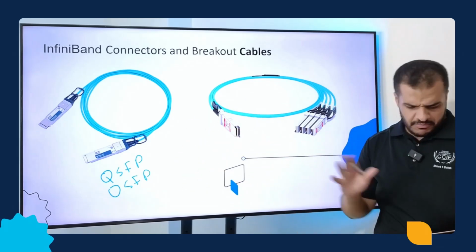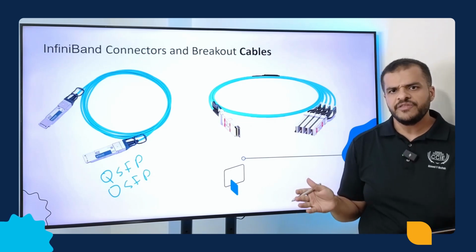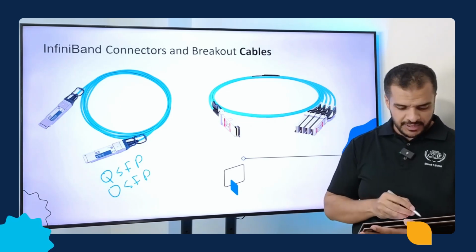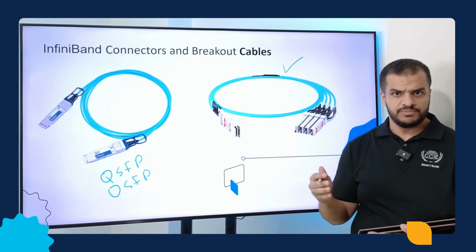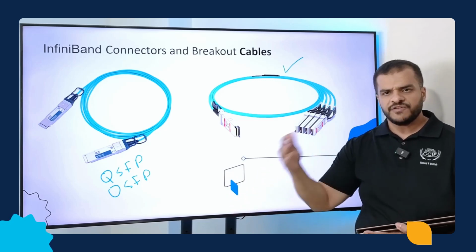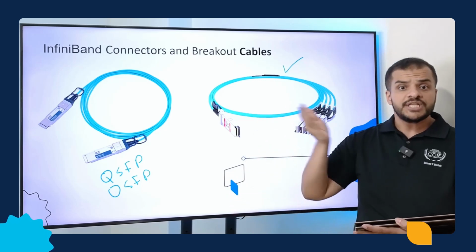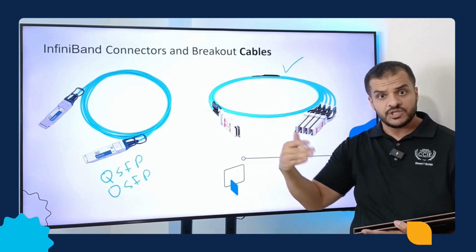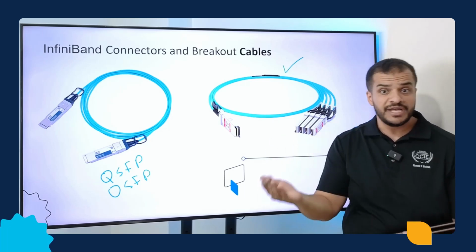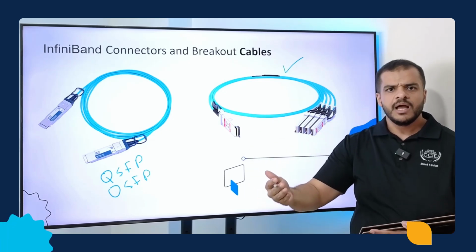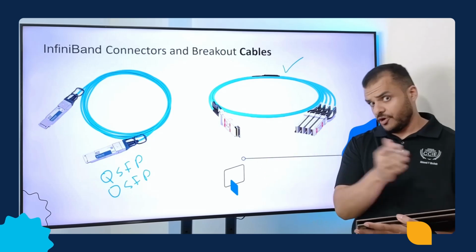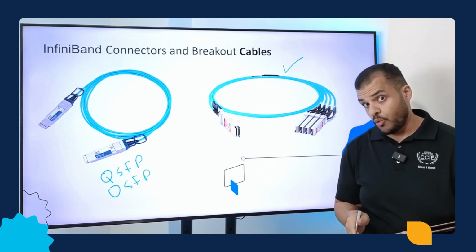And of course, InfiniBand is nothing different from Ethernet when it comes to breakout cables, just like this guy right here. So if you want to break out a cable of a specific speed or bandwidth into several smaller ones, this is also doable, making it easy to connect those switches and endpoints together if you have a discrepancy between the speeds and the ports.